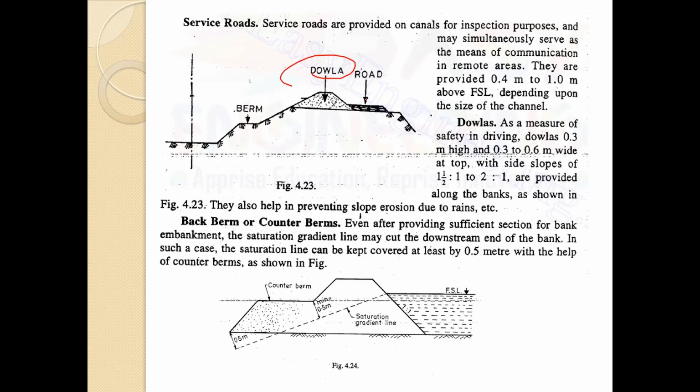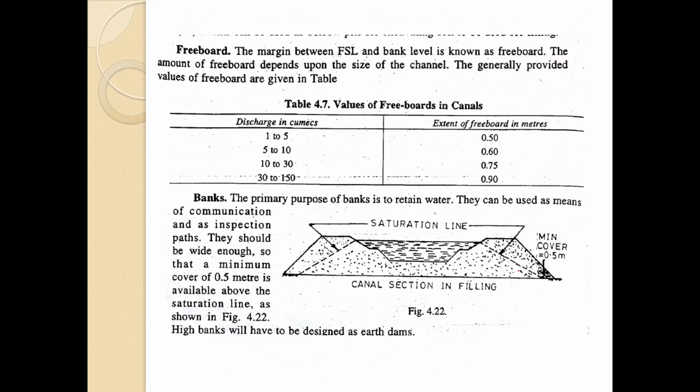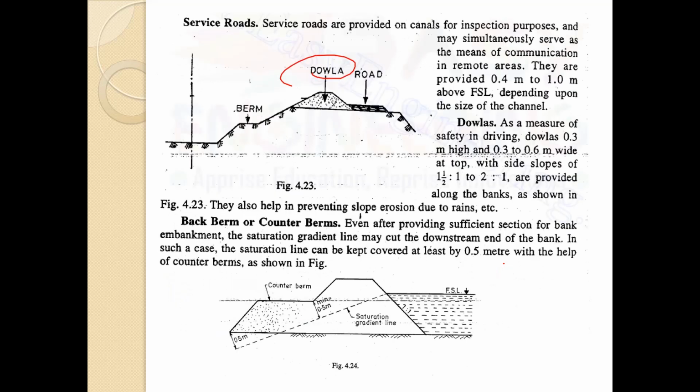Then the back berm or counter berms. Even after providing sufficient section for the bank embankment, the saturation gradient line may cut the downstream end of the bank. In such a case, the saturation line can be kept covered by at least 0.5 meter with the help of counter berms as shown in the figure. So this is the counter berm, because this saturation gradient line goes over here. So we have to provide this additional counter berm, and this distance should be 0.5, as we have seen in this case. This minimum cover should be 0.5.